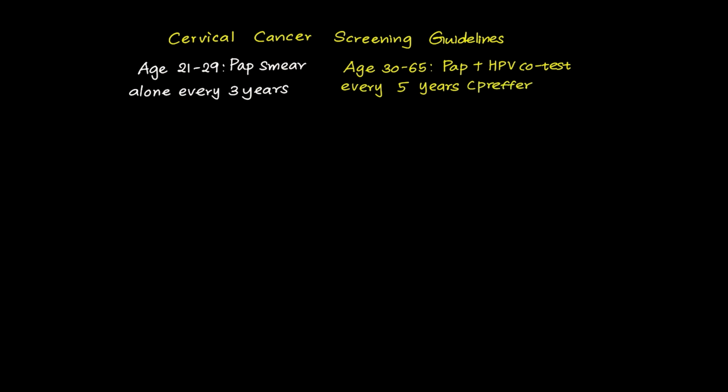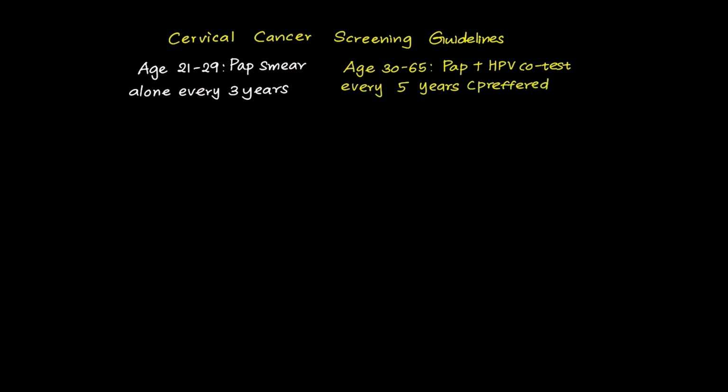A 32-year-old woman with no history of abnormal results asks how often she should get cervical cancer screening. The answer is a Pap smear combined with HPV testing every 5 years. Current clinical guidelines break cervical cancer screening into age-based recommendations. Women aged 21 to 29 get a Pap smear alone every 3 years. Women aged 30 to 65 get the preferred co-testing approach, a Pap smear combined with HPV testing every 5 years.